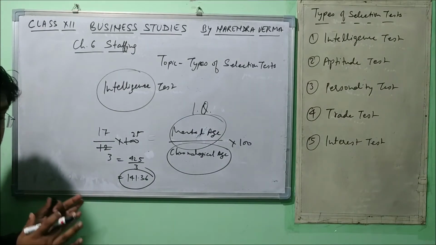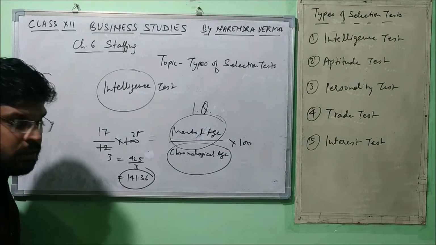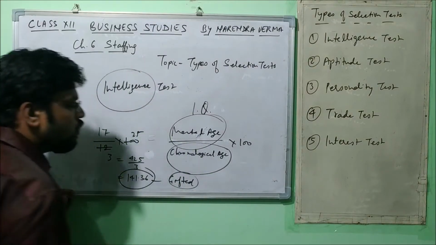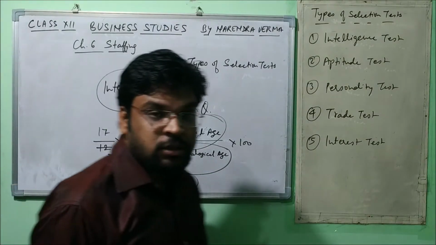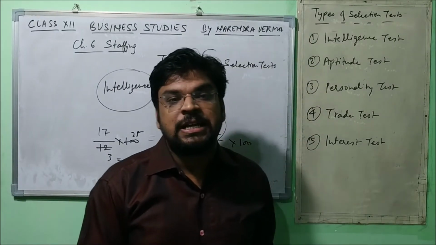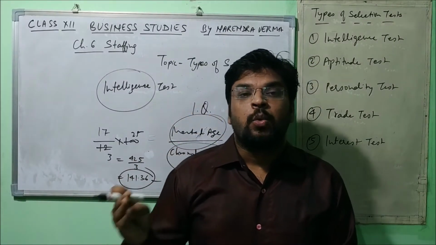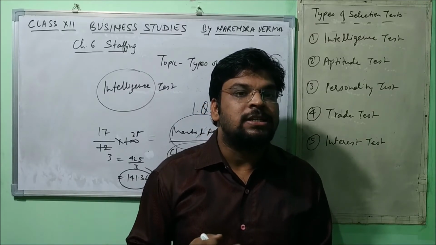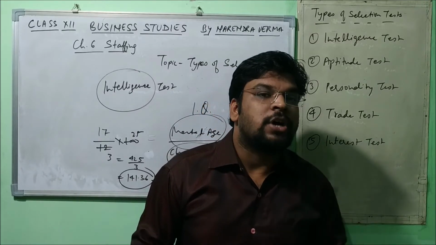141.36. This is also a very rare example. He will come under the category of gifted. He will be known as a gifted child. You can imagine a student studying in 6th standard who is able to solve the questions or numerical problems of the 12th standard, that means his intelligence level is very high.